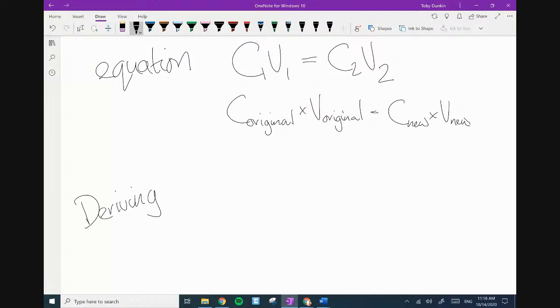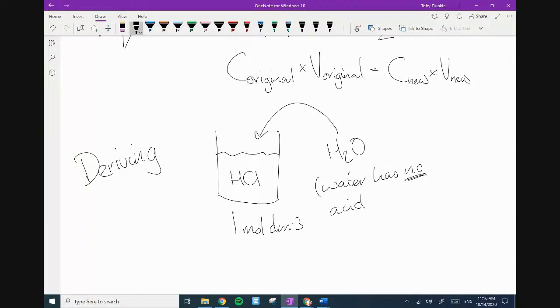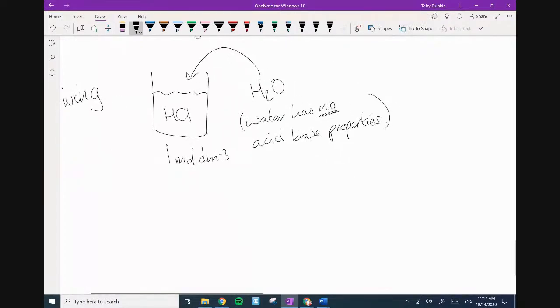So if we have a beaker of solution that contains hydrochloric acid, HCl, and we're going to call it 1 molar, 1 mole per dm cubed. What we know is if we add water to this, water has no acid-base properties. What that means is it is not going to remove any of the HCl in the beaker. Therefore, the moles of HCl remain the same.